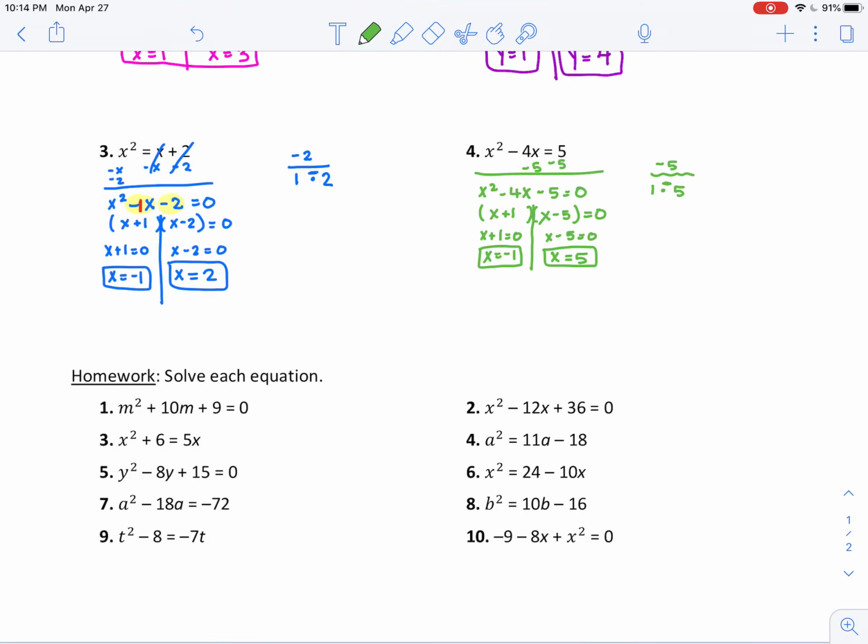Tonight, you're completing the homework underneath of these example problems. For full credit, you need to show all of your work.